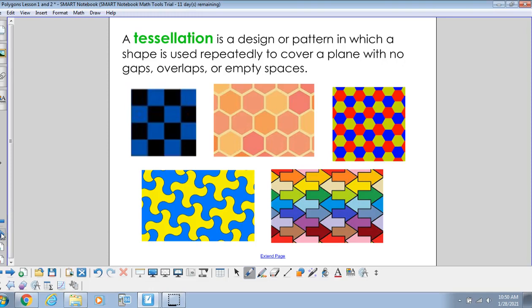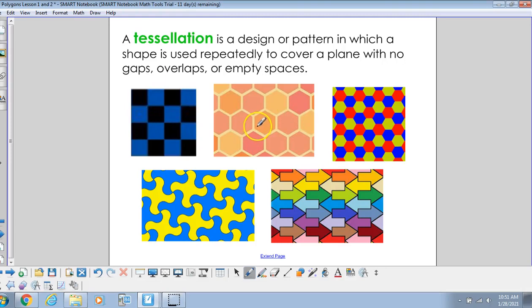All right, now we're going to talk about a geometric pattern called a tessellation. It's a design or a pattern in which a shape is used repeatedly to cover a plane with no gaps, overlaps, or empty spaces. Tile floors are a great example of this. Using squares, you can fill up a space by just using squares over and over.